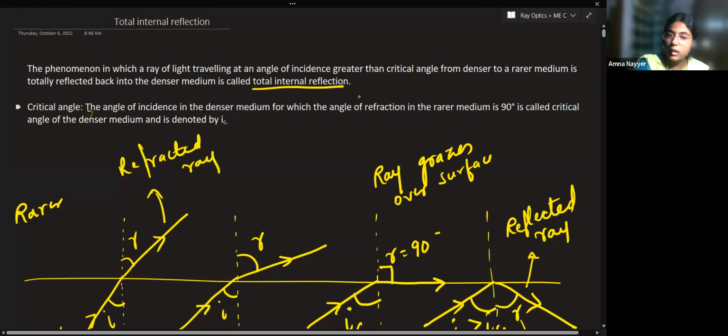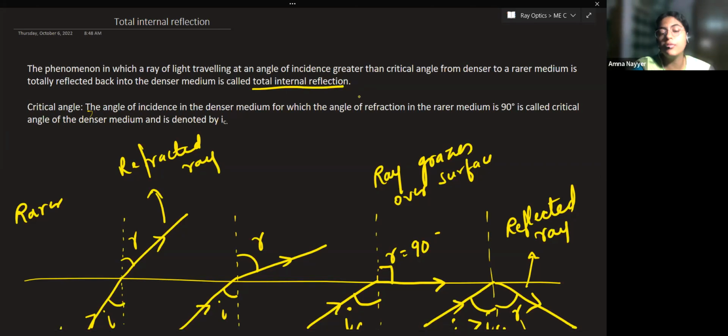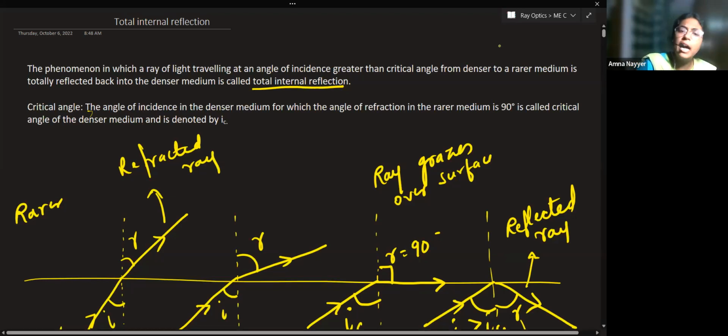And what is critical angle? The angle of incidence in the denser medium for which the angle of refraction in the rarer medium is 90 degrees is called the critical angle of the denser medium and is denoted by i with a subscript C, or sometimes written as capital C as well. Fine. This is what is meant by total internal reflection.